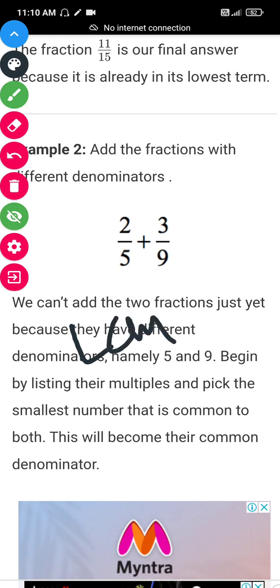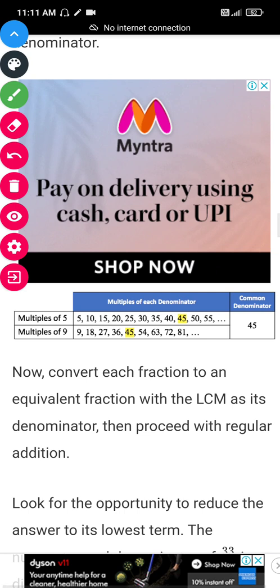So what will be the LCM of 5 and 9? In order to find the LCM, you get the multiple table of 5. Multiple table of 5 is this: 5, 10, 15, 20, 25, 30, 35, 40, 45, 50, 55. Now the multiple table of 9: 9, 18, 27, 36, 45, 54, it goes.